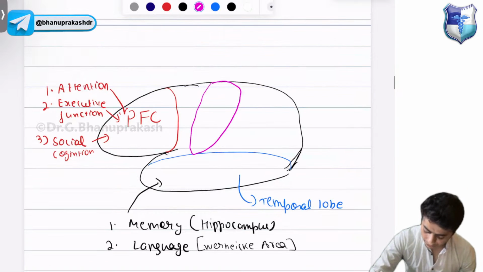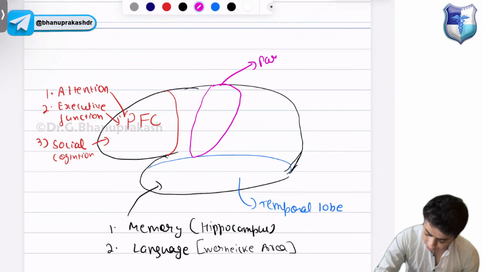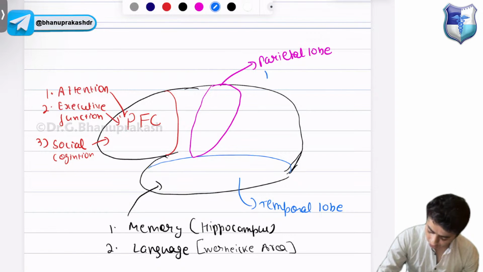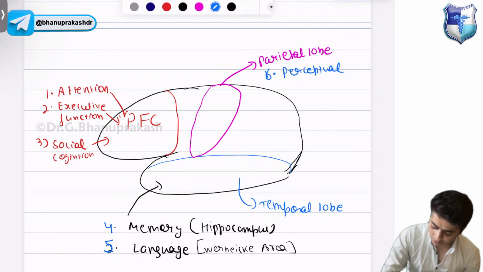Then comes this area. This is your parietal lobe. And what function does it control? It controls your, if this is 4, this is 5, this is 6, this is your perceptual motor.